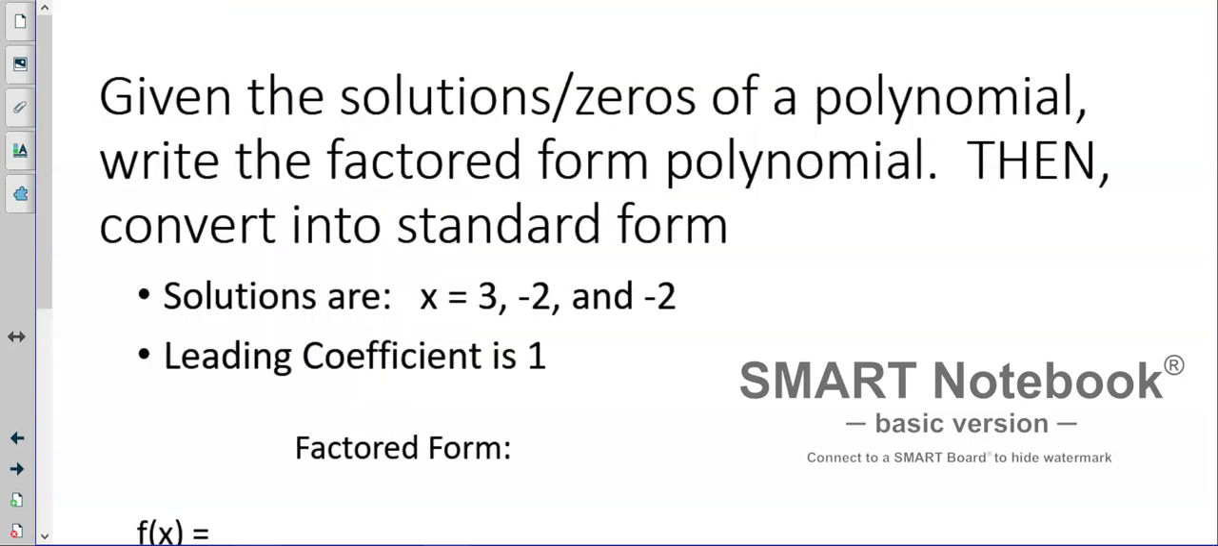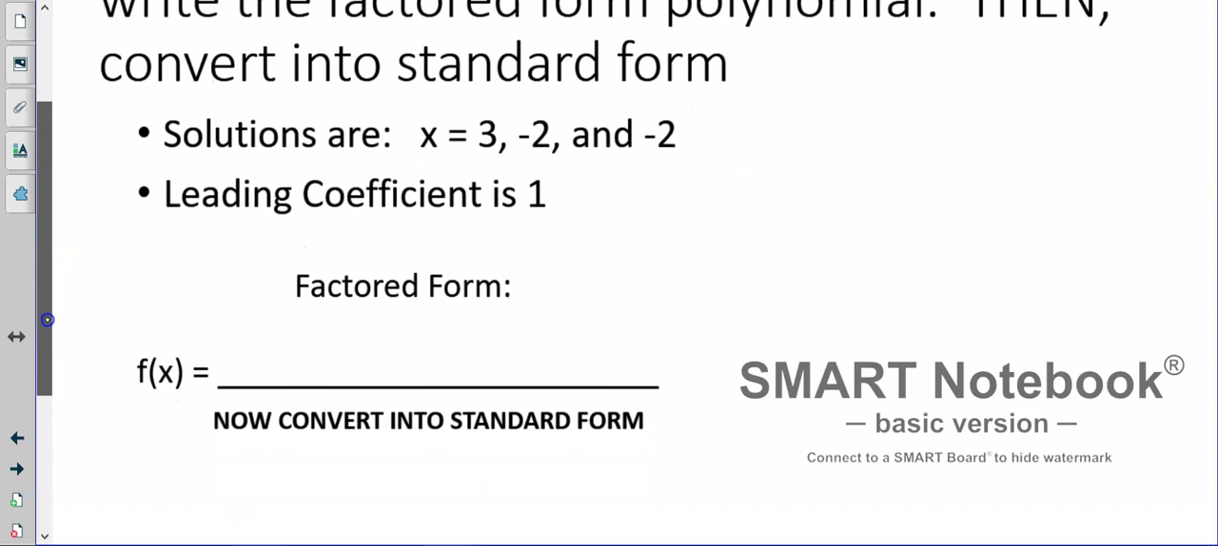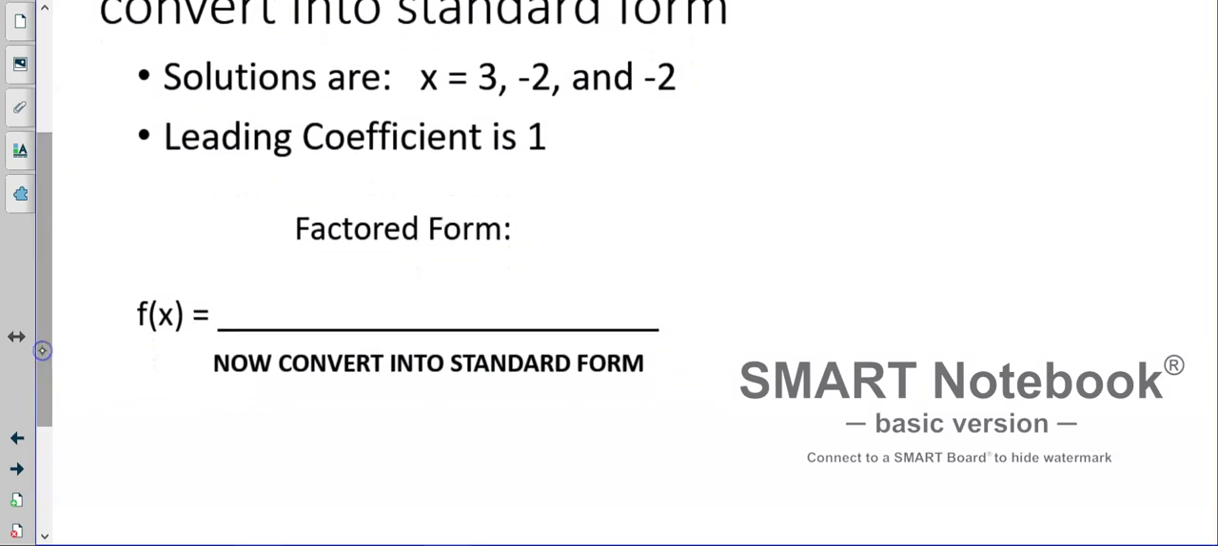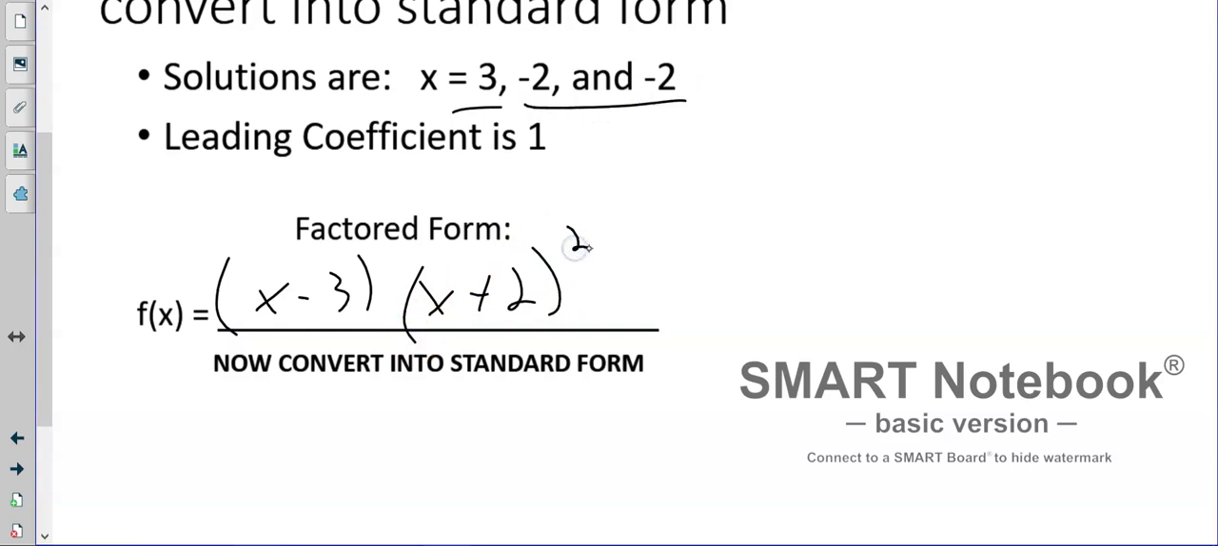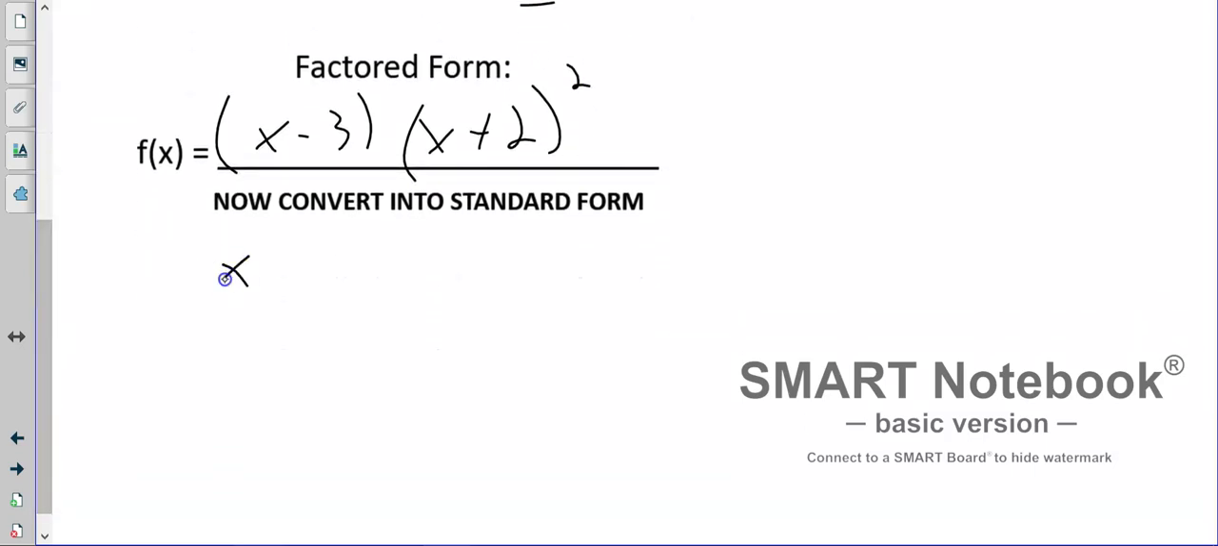All right, given the solution zeros of a polynomial, write the factored form, then convert into standard form. So this is what we just did, it's just without looking at a graph. So 3 comes from x minus 3. Negative 2 comes from x plus 2, and negative 2 again, which means squared. Lead coefficient is 1. I'm going to do the second two first. I'm going to do the shortcut.